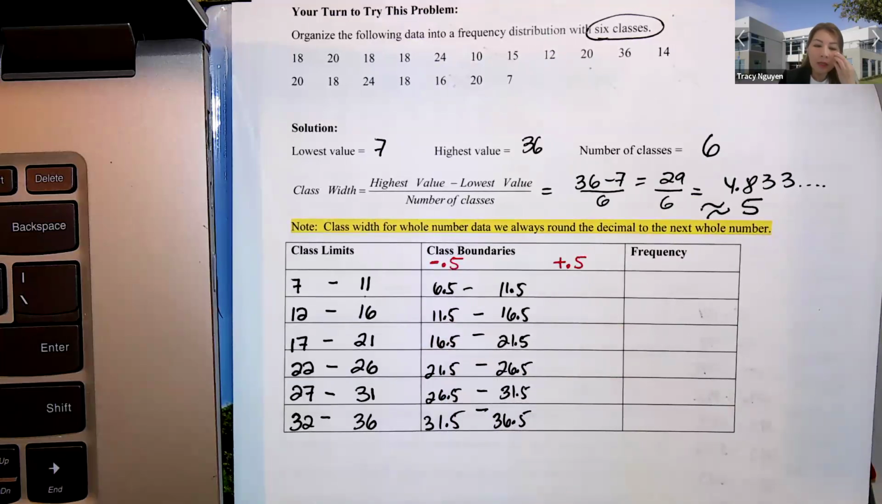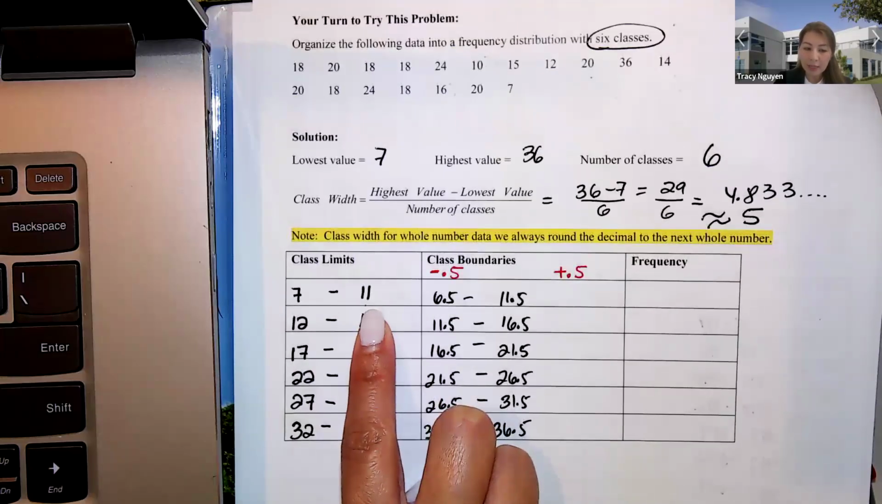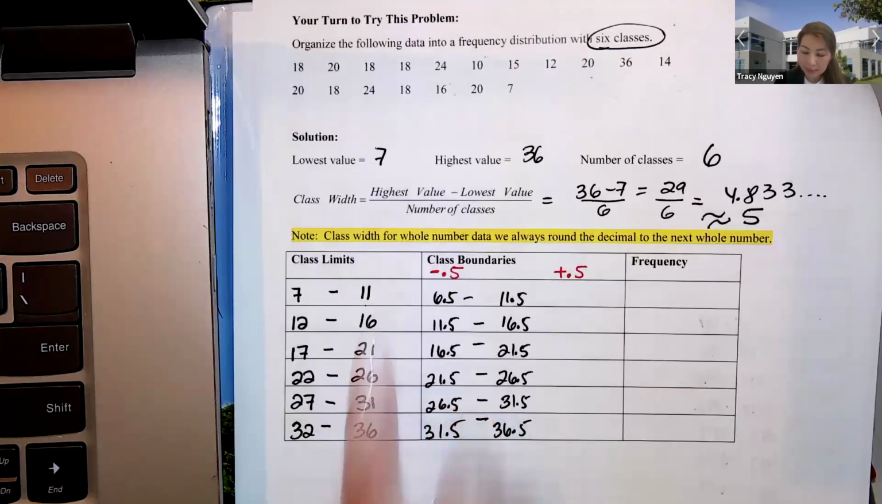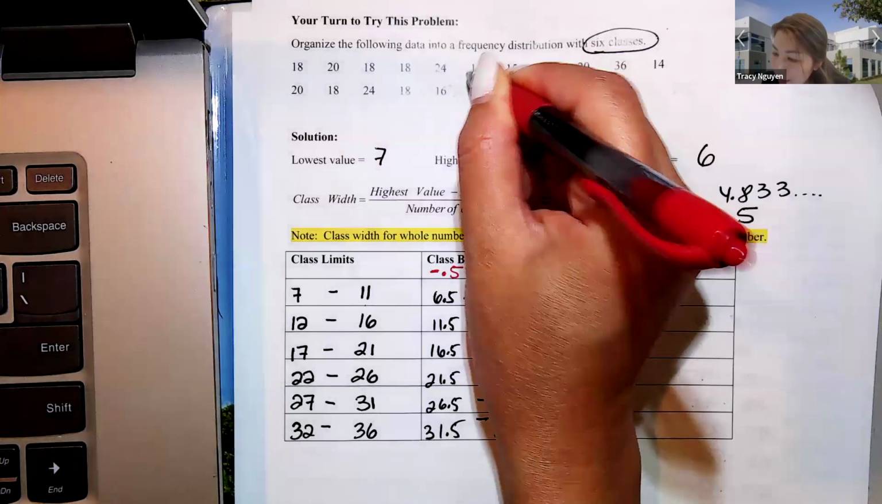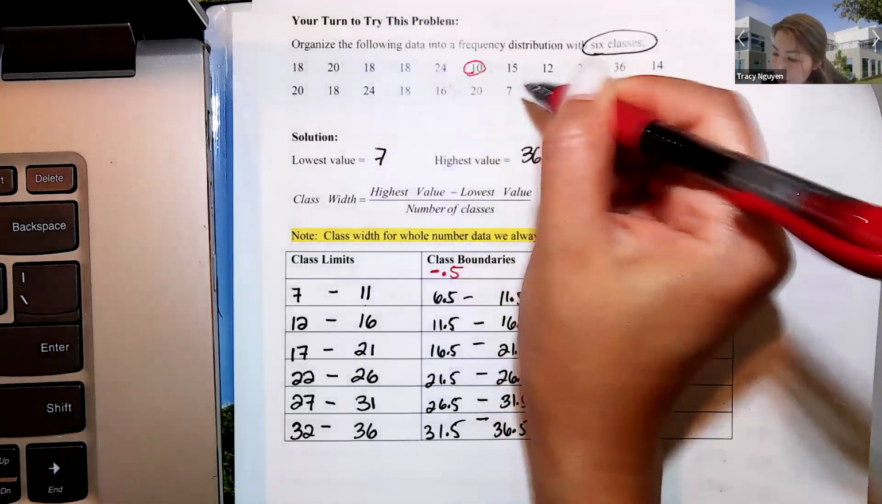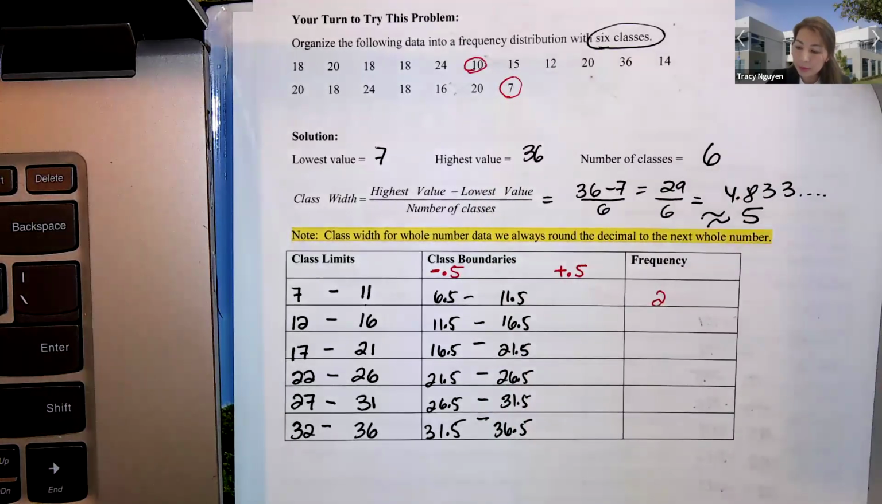Okay. Then now, we're going to collect the data values. How many data values are from 7 to 11? Okay, so what we have here, 7 to 11, let's look for 7 to 11. We have 10 on the first row. We have 7 on the second row, meaning that the frequency is 2.